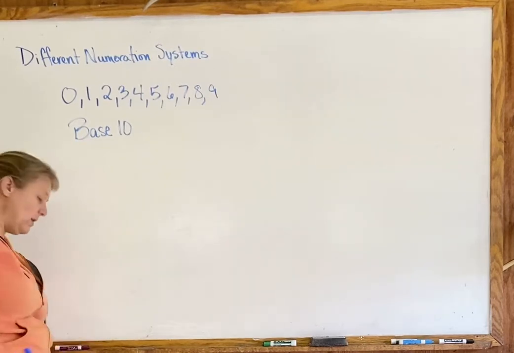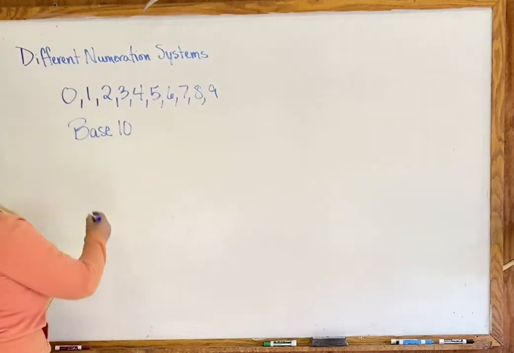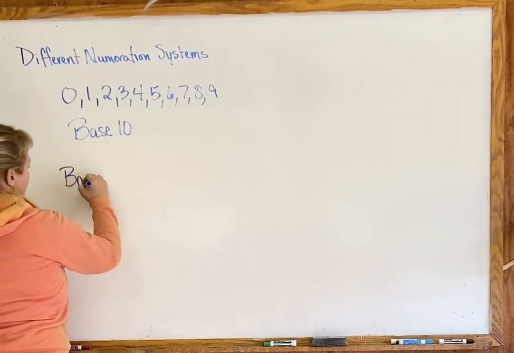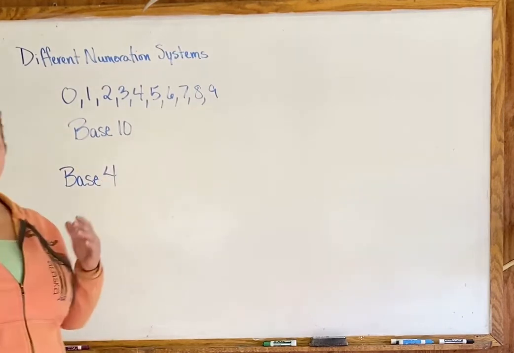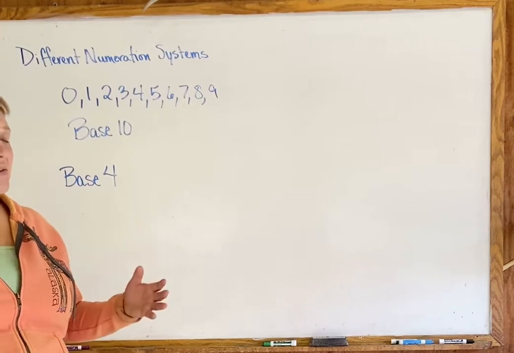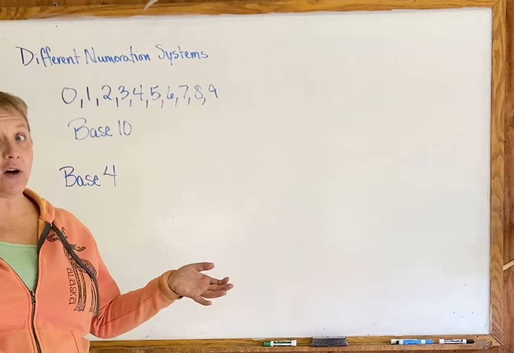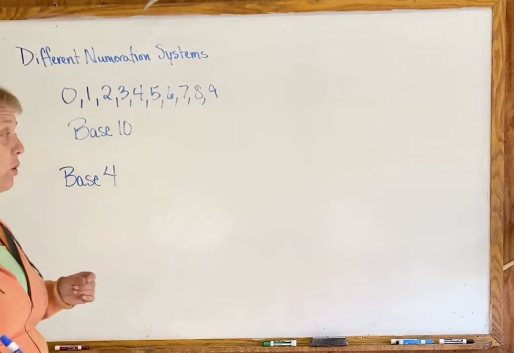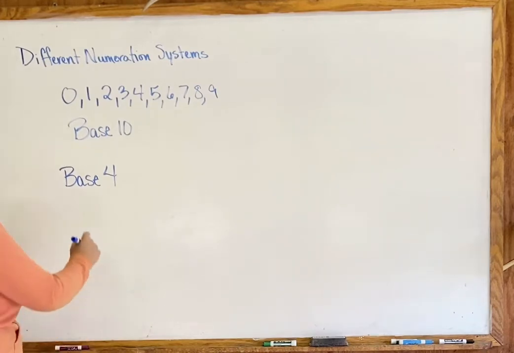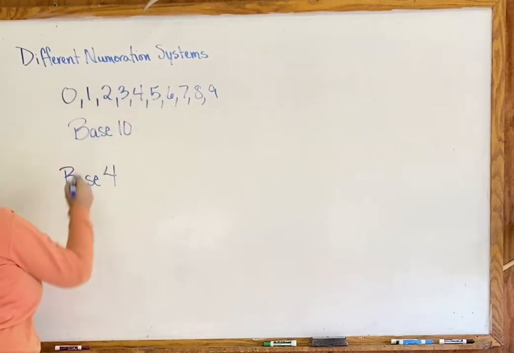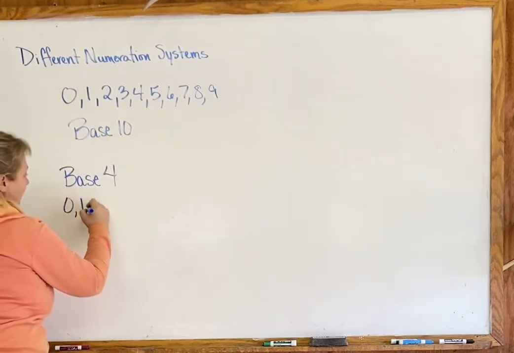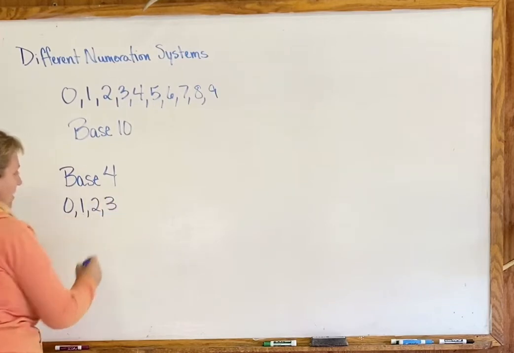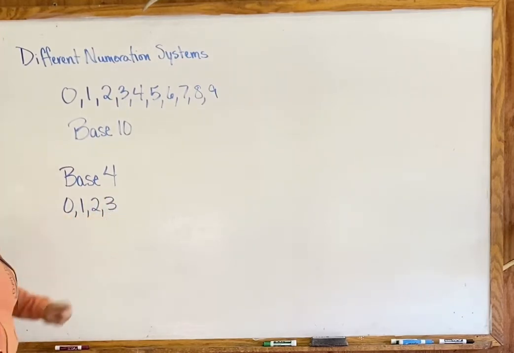Let's see, I don't want to start you off too ugly. Let's go with base 4 to start off with. I don't know why you'd want to represent numbers in base 4, but let's say you were that nerdy and wanted to, we could do that. In base 4, there are not 10 digits like we have. There are only 4 digits: 0, 1, 2, and 3.